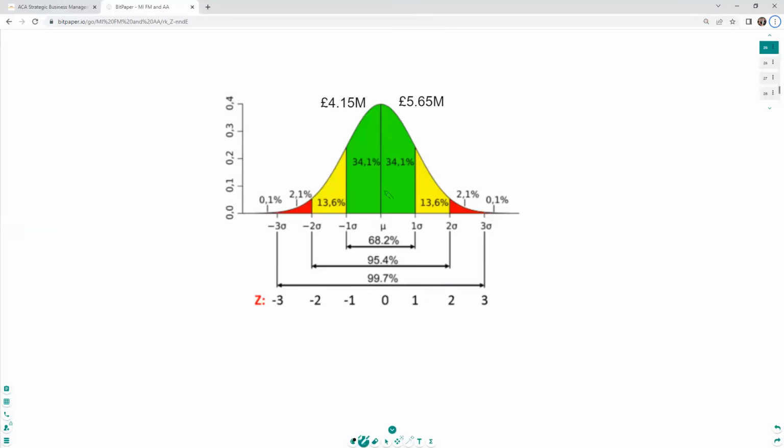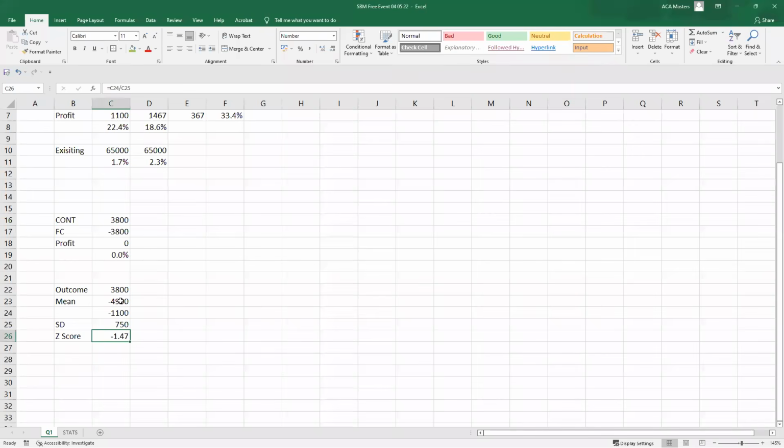So we know we've got the mean here, which is the 4.9 million that we have here. That's the mean contribution. But what we're interested in working out is where is 3.8 million on here. So we'd expect it to be around here somewhere. Even looking at this, you'd probably get some sort of estimate of what the probability would be. But of course, we want to be exact, we want to be specific.